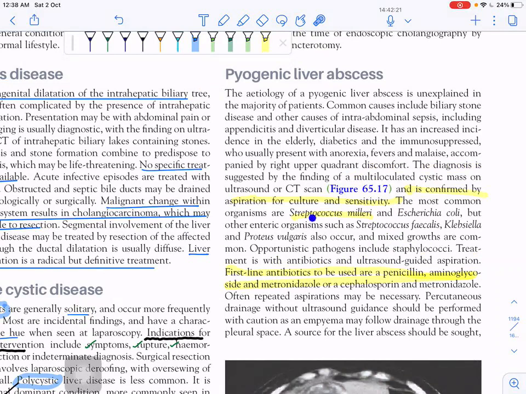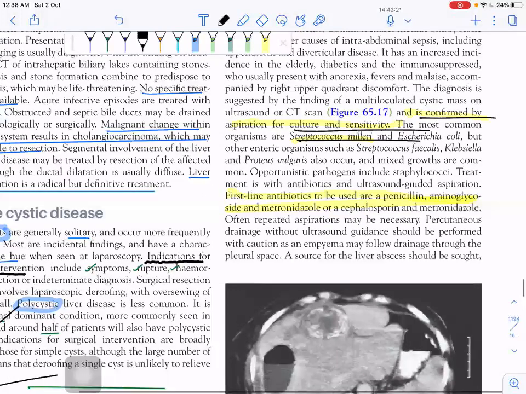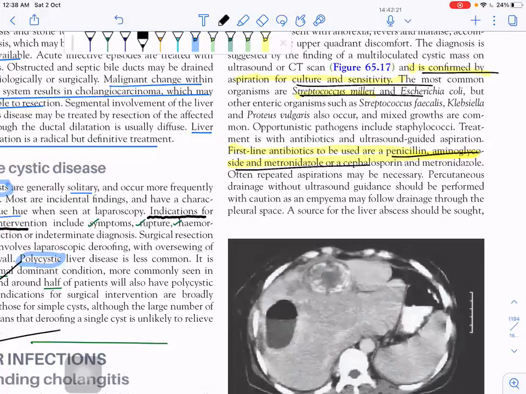So just remember Streptococcus milleri and E. coli. Just remember these two organisms, and it is confirmed by culture sensitivity. Next, what are the first line antibiotics to be used? Penicillin, aminoglycoside, and metronidazole, or cephalosporin and metronidazole. So you can either use penicillin, aminoglycoside with metronidazole, or you can use cephalosporin with metronidazole.